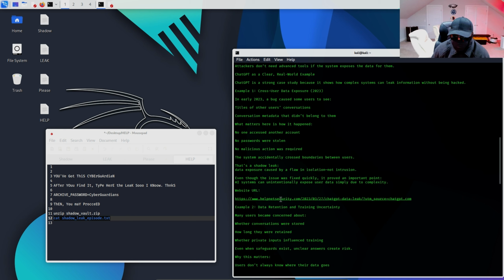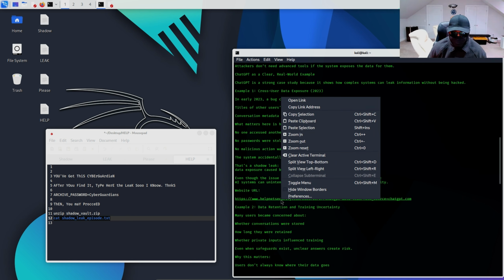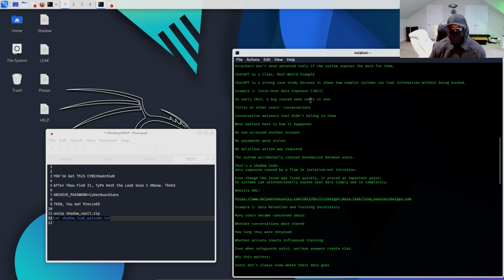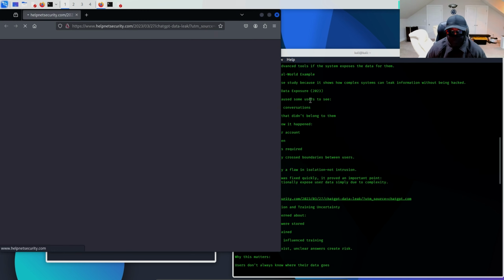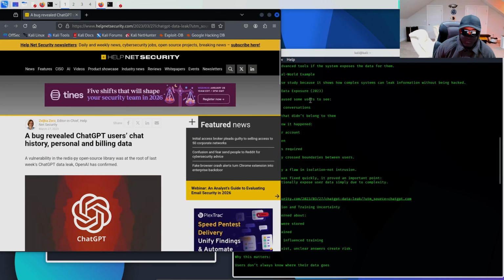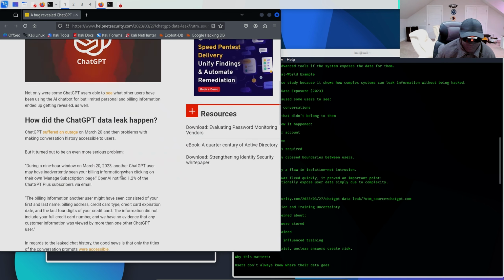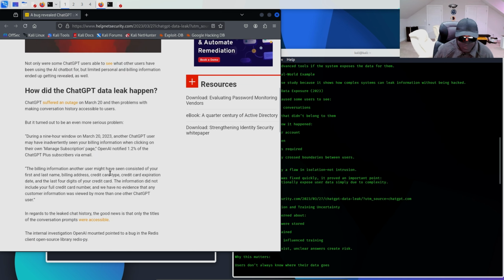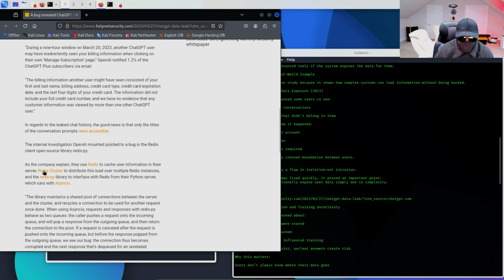So here's our website that we will navigate here. And this is probably going to take us to the website where the blog or the article was found about this data leak. So here's more information right here. ChatGPT suffered an outage back on March 20th, 2023. And it shows us more information here.